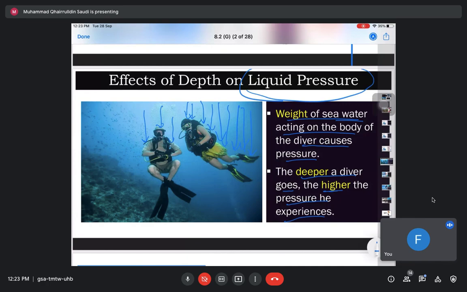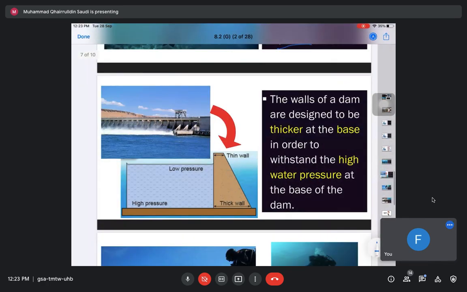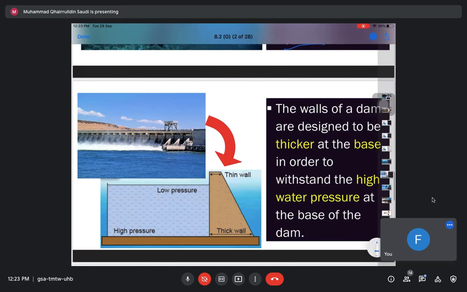Okay, that is also why the dam is empangan. Okay, dam is empangan. That is why empangan punya bentuk, okay, they will have a thicker wall at the bottom of the dam than at the surface of the dam. Okay, because as we go deeper, we will experience higher pressure. So a thicker wall is needed to make sure that the dam can hold the water.